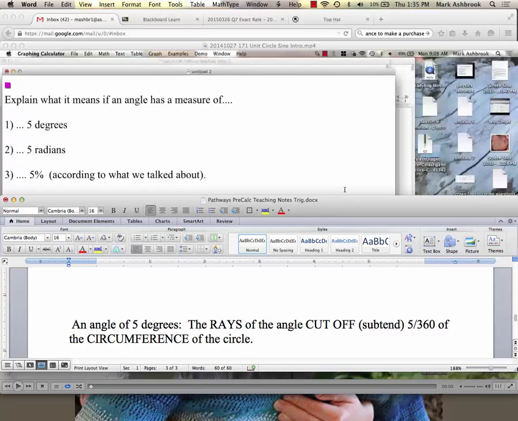Did you mention the rays? Did you mention cutting off or subtending? That's 2. Did you mention 5 360ths? That's 3. Of the circumference, that's 4. So out of 4.